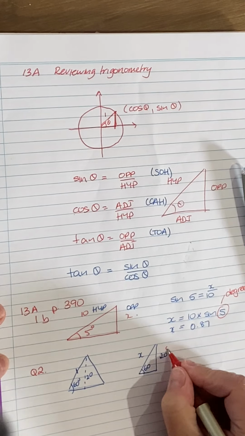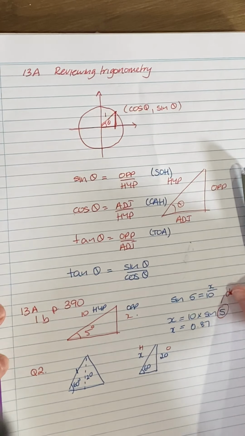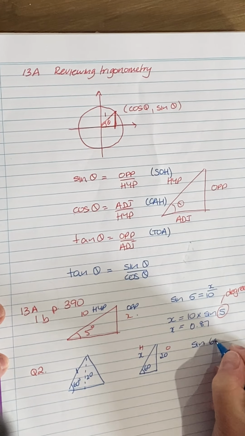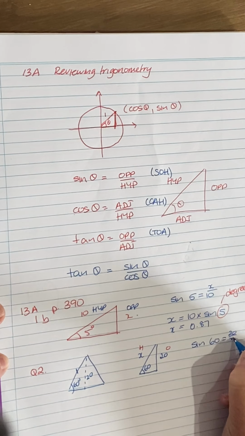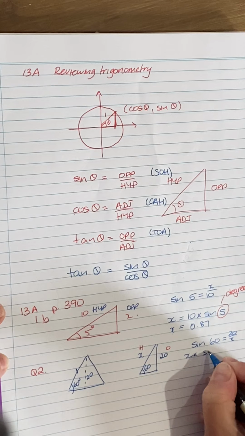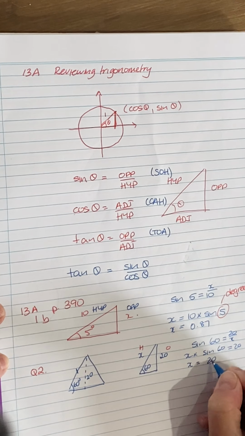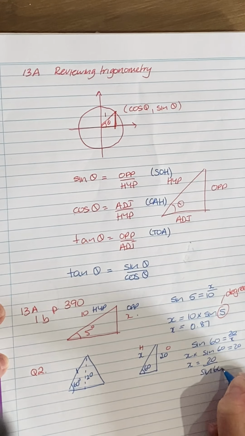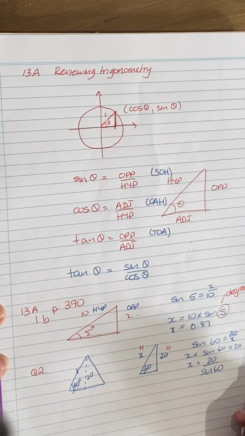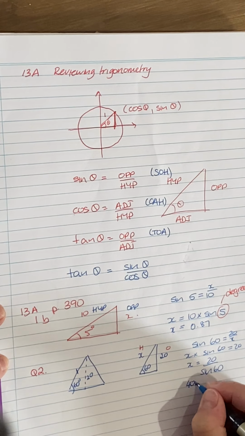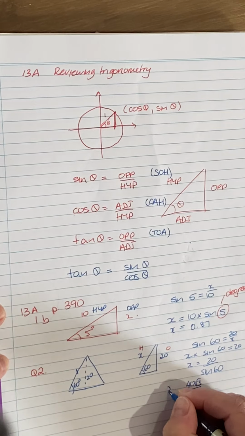So again, I'm going to go opposite hypotenuse. It's a sine. What have we got? Sine 60 equals 20 over x. So x times sine 60 equals 20. Or we could say x is 20 over sine 60. And you might be able to go straight to this third step and miss that middle one out. And if you do 20 over sine 60, you get 40 root 3 on 3.